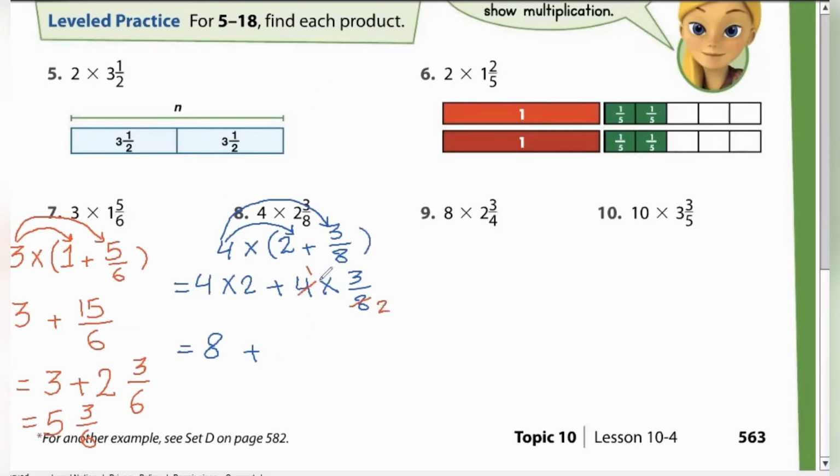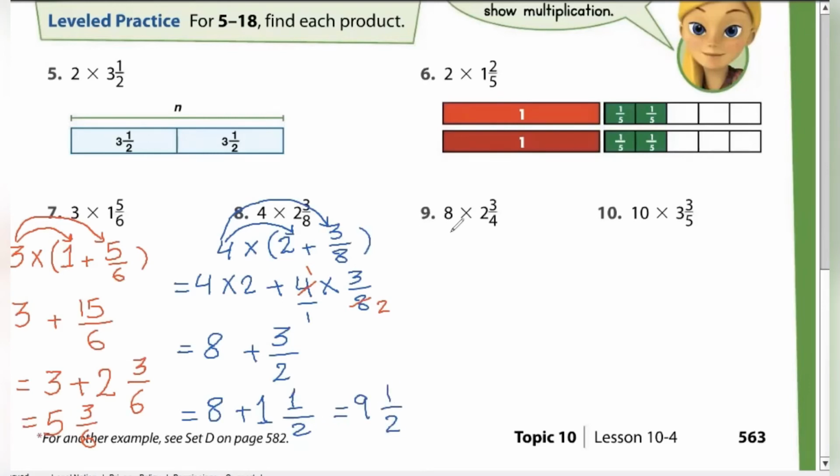Now I will multiply. 1 times 3 equals 3. And here, 1 times 2 equals 2. 8 plus 3 out of 2. I will write 8 and start to convert the improper fraction into a mixed number. 3 divided by 2 equals 1, and the remainder 1 out of 2. Equals 8 plus 1 equals 9, and the fraction 1 out of 2.